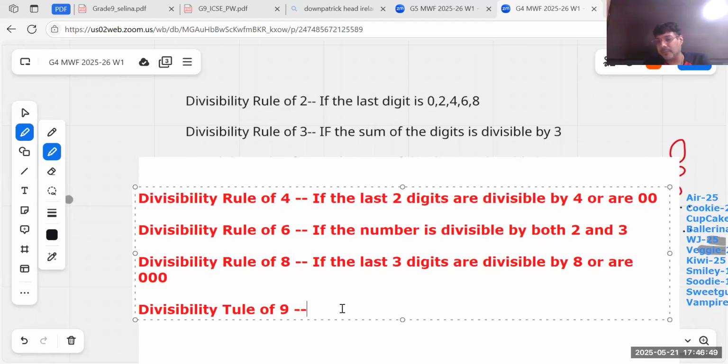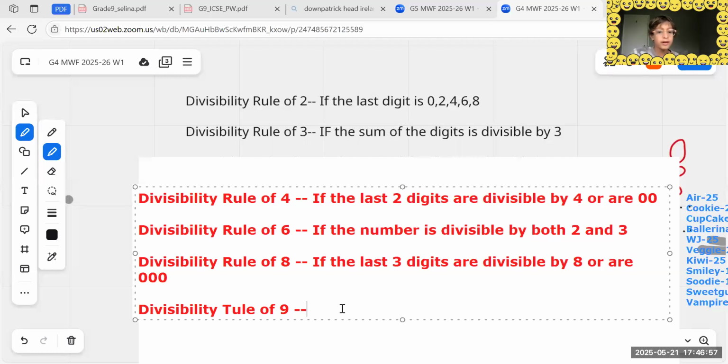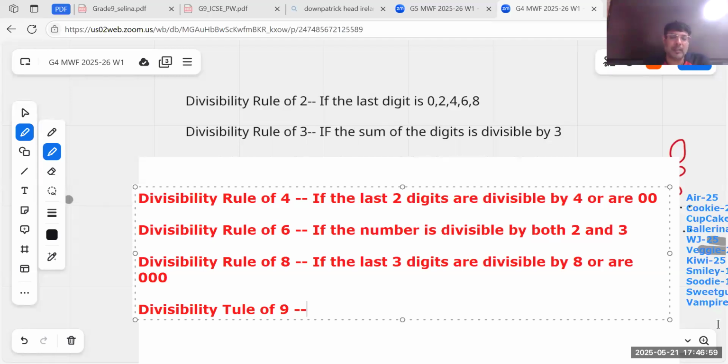WJ. If the last two digits are divisible by 9 or are 0. Beta, don't speak the wrong rule. So then I will give the chance to Meera. If the sum of the digits is divisible by 9.